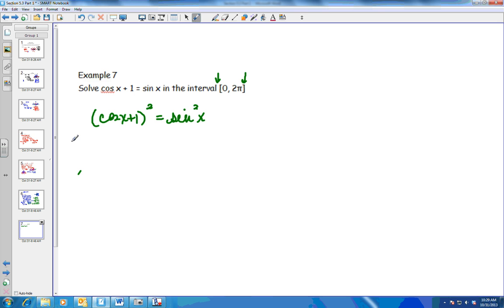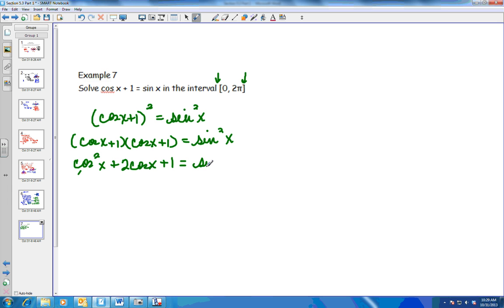So now I need to FOIL this out. So I'm going to write it out. Cosine x plus 1, cosine x plus 1 equals sine squared x. Now I'm going to FOIL this out. So when I FOIL that out, I get cosine squared x plus 2 cosine x plus 1 equals sine squared x.